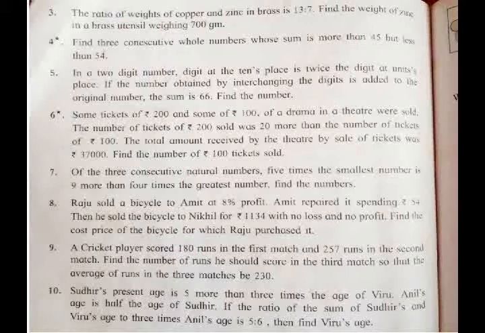We will continue practice 12.2 part 2 from question number 6 on textbook page number 80. Some tickets of rupees 200 and some of rupees 100 of a drama in a theatre were sold. The number of tickets of rupees 200 sold was 20 more than the number of tickets of rupees 100. The total amount received by the theatre by sale of tickets was rupees 37,000. Find the number of rupees 100 tickets sold.